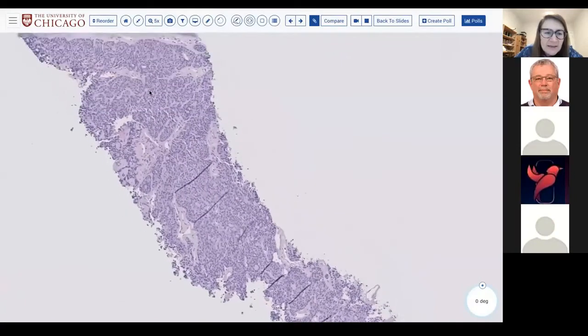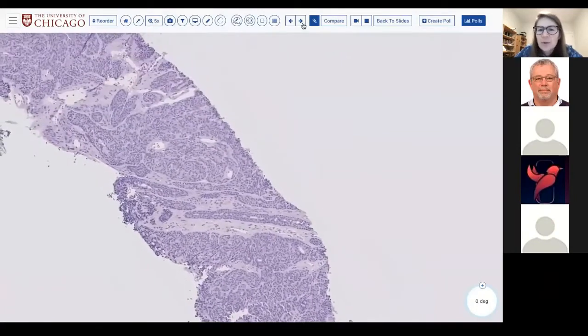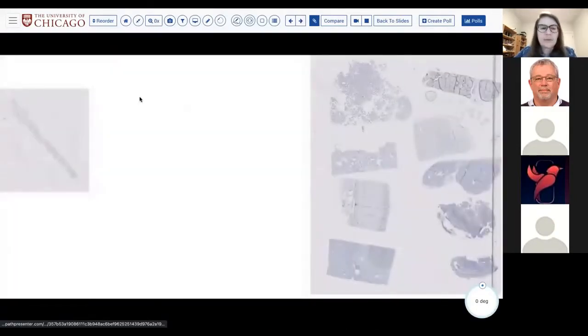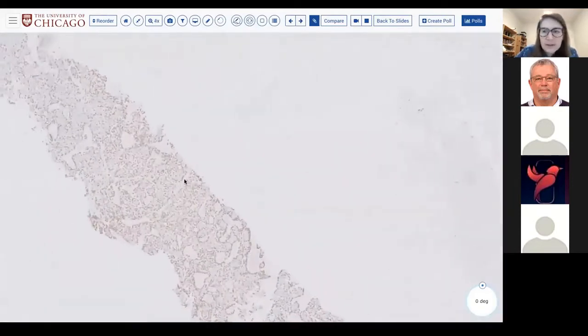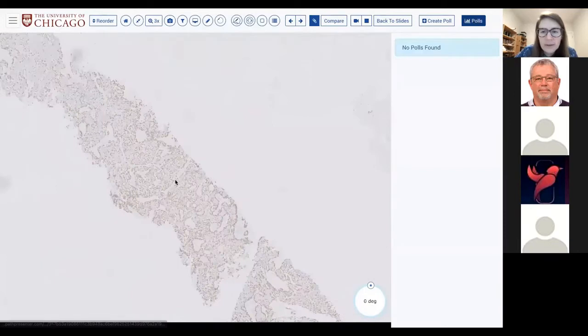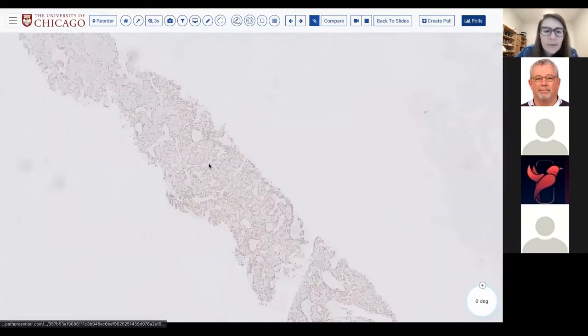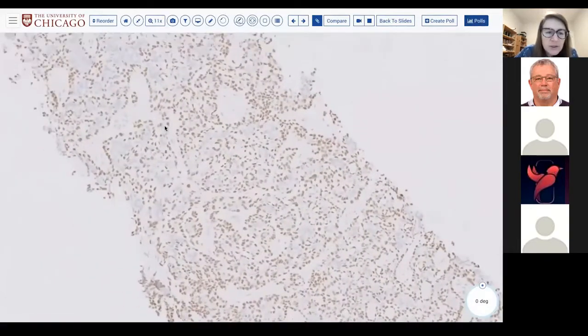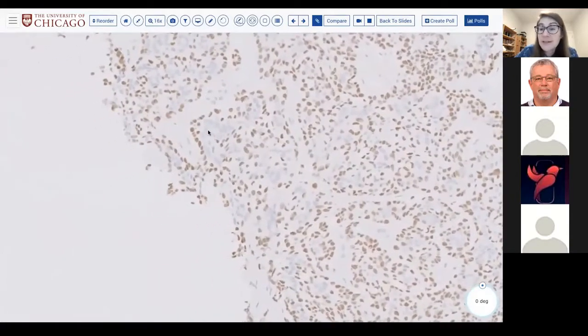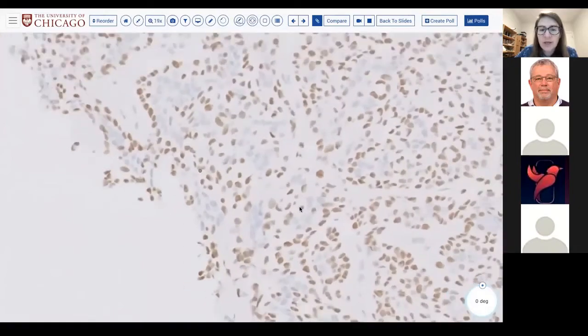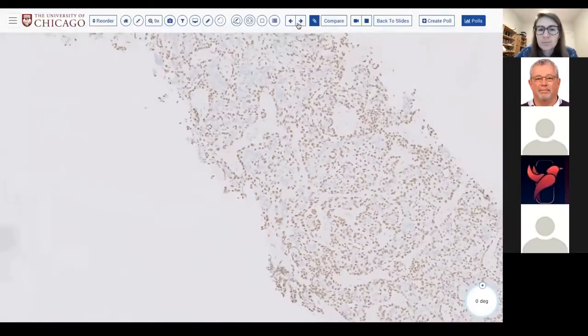And let's take the same approach, because I like this approach. So let's start with a P40. I think there might be a pole in here. Nope, no pole. Okay. A P40 shows a P40 positive layer and a P40 negative, presumably epithelial layer, right? So that biphasic geographic distribution of positive and negative.